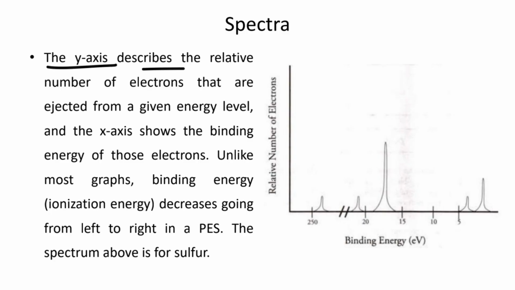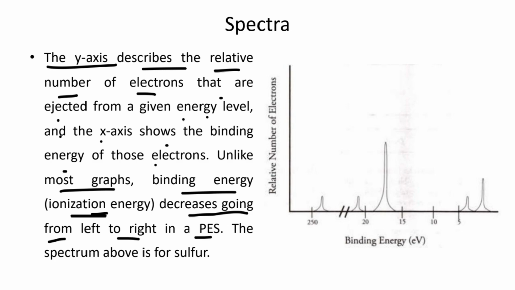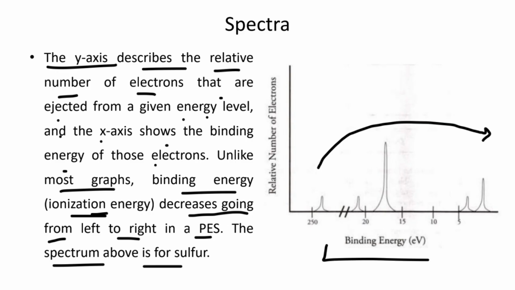The y-axis describes the relative number of electrons that are ejected from a given energy level, and the x-axis shows the binding energy of those electrons. Unlike most graphs, binding energy, or ionization energy, decreases going from left to right in the PES. So the binding energy will decrease going to the right of the x-axis. The spectrum above is for the element sulfur.